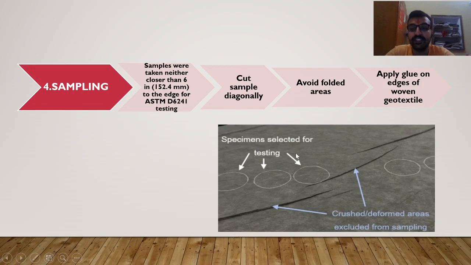and especially in the case of woven geotextiles, what we do is we apply a thin layer of glue, as woven geotextiles have high chances to lose their fabrics, so we provide a thin layer of glue.